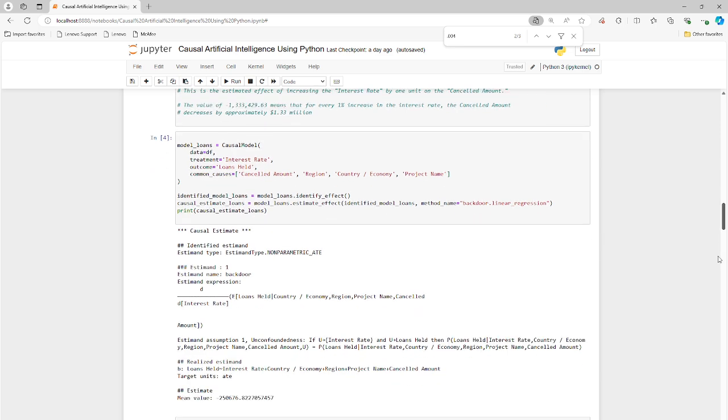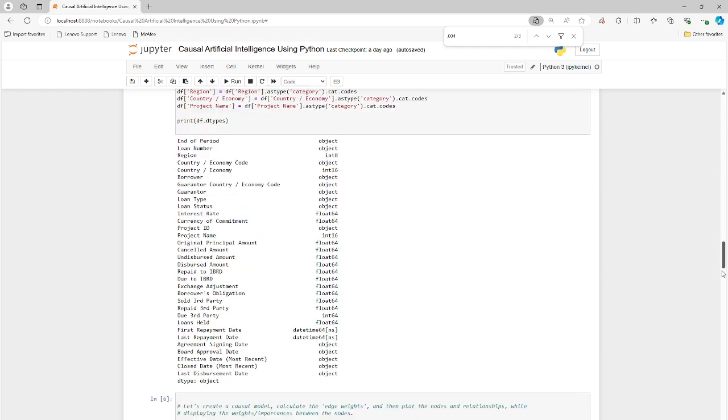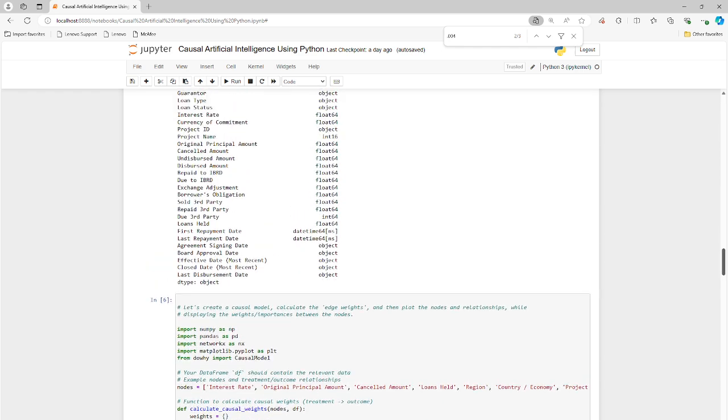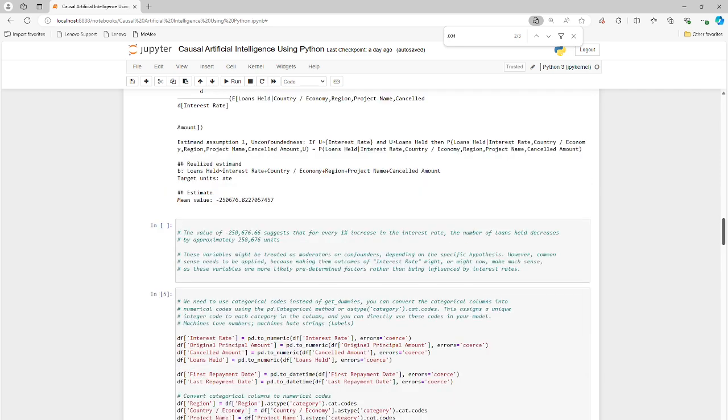So let's look at one more example. Again, this is going to be interest rate as the independent variable. I'm sorry. Let me take one step back. I think I went too fast and skipped it.